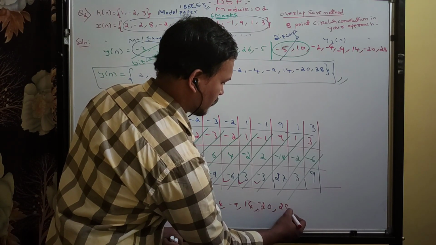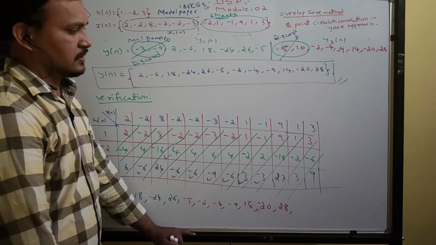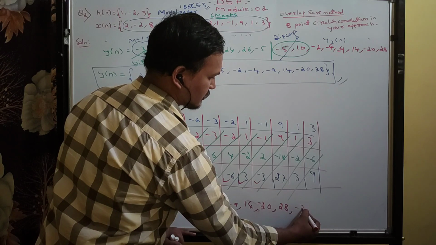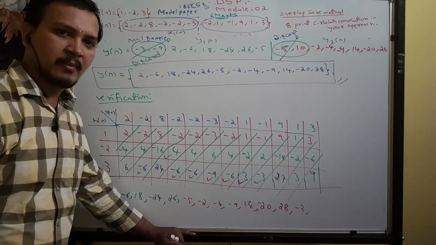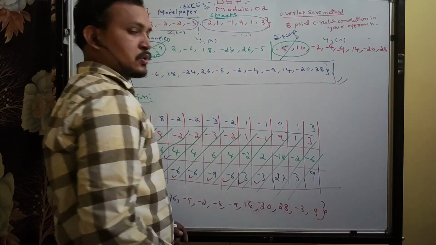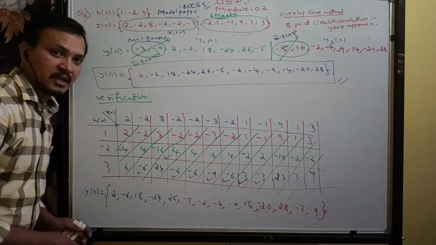30 minus 2, how much? 28. Next, 3 minus 6, how much? Minus 3. Next, the last one is 9. So this is the output you will get from verification.